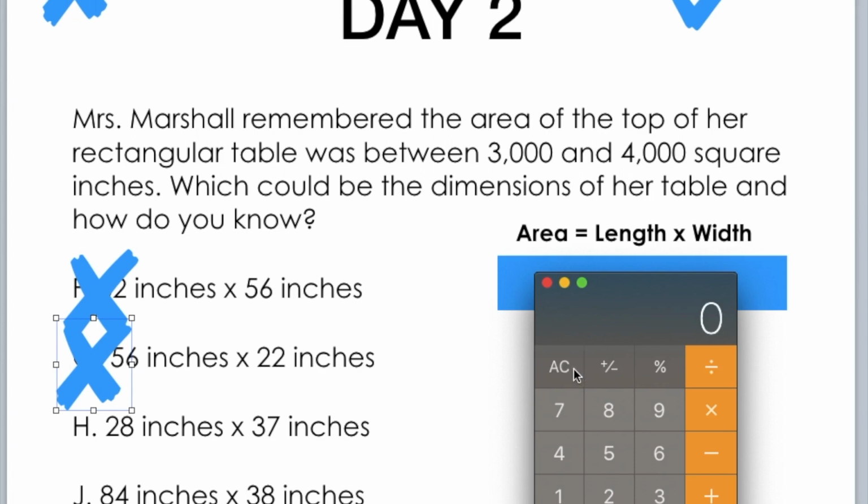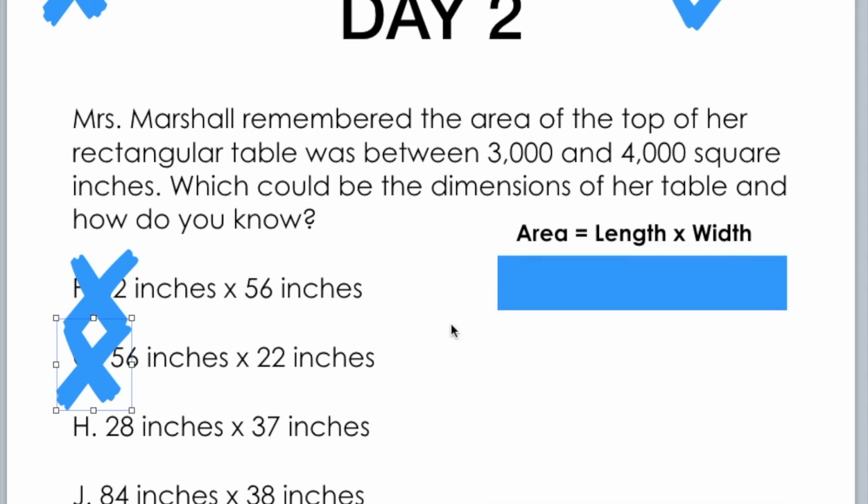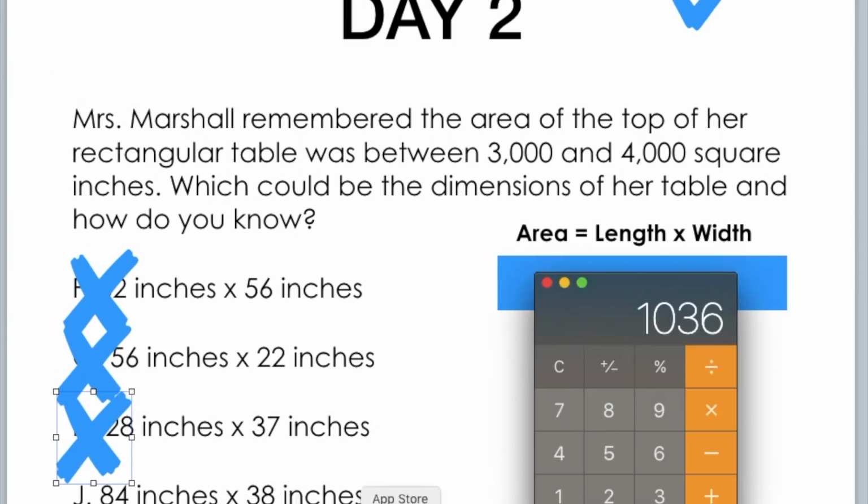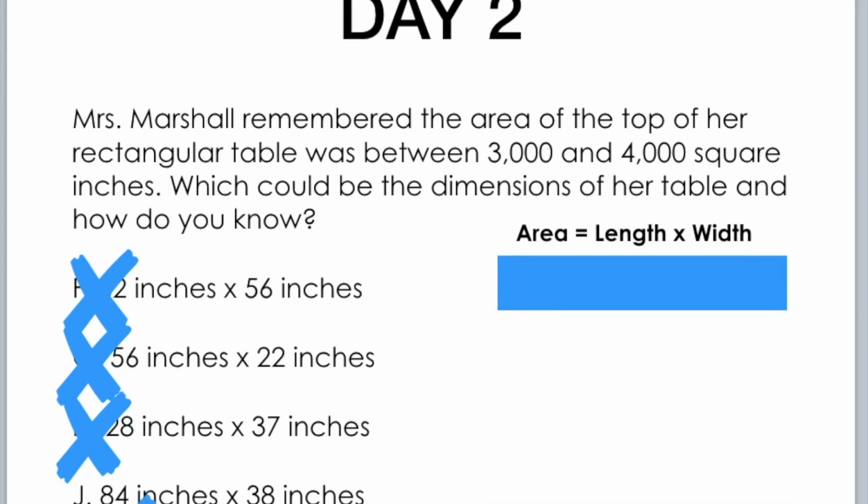Option H, 28 times 37 equals 1,036. Still not in between 3,000 and 4,000. Now here you guys could just assume option J is the correct answer, but let's just triple check. 84 times 38. 3,192 square inches, which makes option J our correct answer.